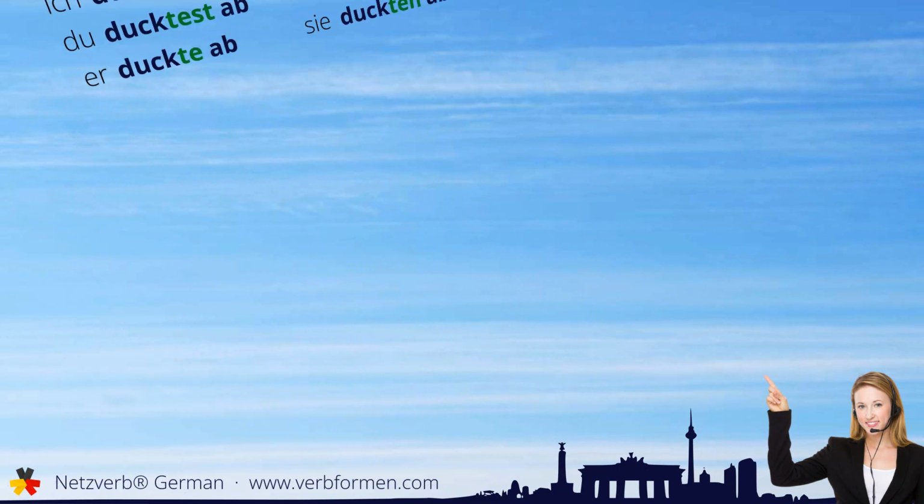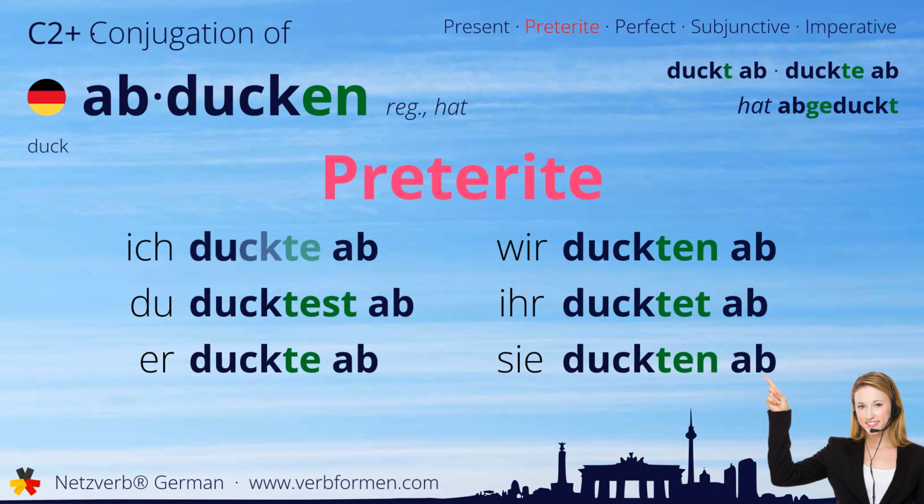Next up is the preterite. Ich duckte ab. Du ducktest ab. Er duckte ab. Wir duckten ab. Ihr ducktet ab. Sie duckten ab.